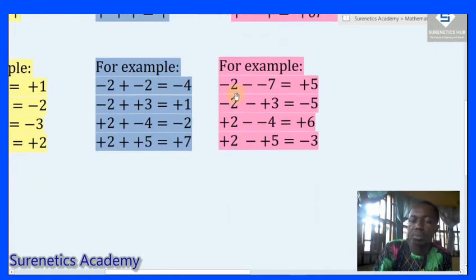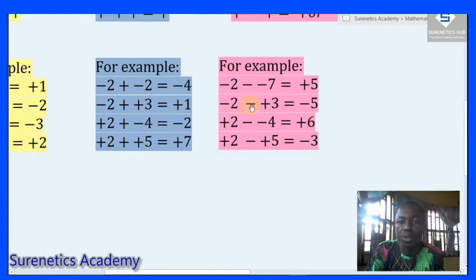Look at an example here. Minus 2 minus 7 will give you plus 5. Then minus 2 minus plus 3 will give you minus 5. For this one, this minus multiplying this minus will give you plus. So minus 2 plus 7, you are owing 2 naira, you have 7 naira. If you pay the 2 naira, you still have 5 naira left, so it's positive 5.